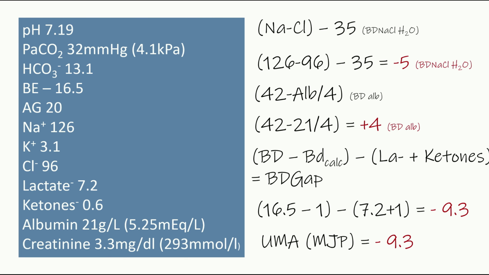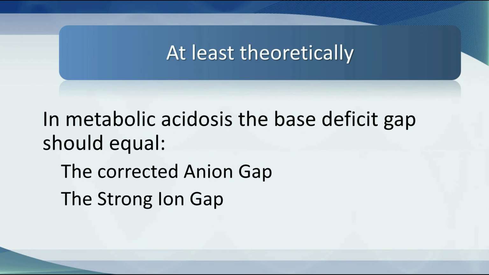And what that 9.3 represents is unmeasured anions or metabolic junk products. It's 9.3 milliequivalents per liter of negative charge. And this is the really true unknown base excess. At least theoretically, in metabolic acidosis, the base deficit gap should equal the corrected anion gap or the strong ion gap.